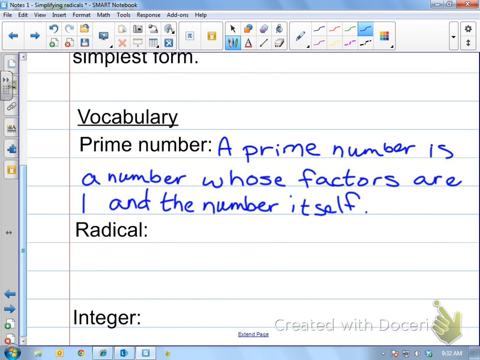So Silky's table was correct. A number whose factors are 1 and the number itself. Okay? So here's an example of a number that's not prime. 6 is not prime. Why would 6 not be prime? You can times 3 by 2 and make 6. You still can multiply 1 times 6 and make 6, but it has a second option.